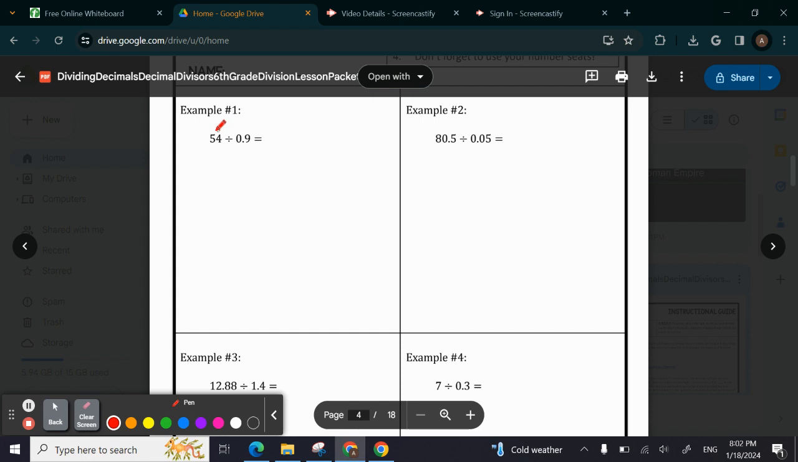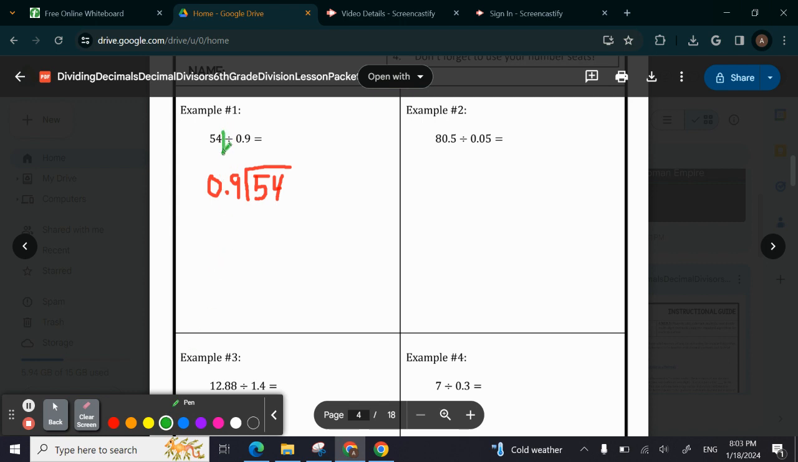So our first example is 54 divided by 0.9. The very first thing we need to do is to set our division problem up in the proper format. So we're going to do 54 divided by 0.9. Now we can go through our steps on dividing a decimal by a decimal.